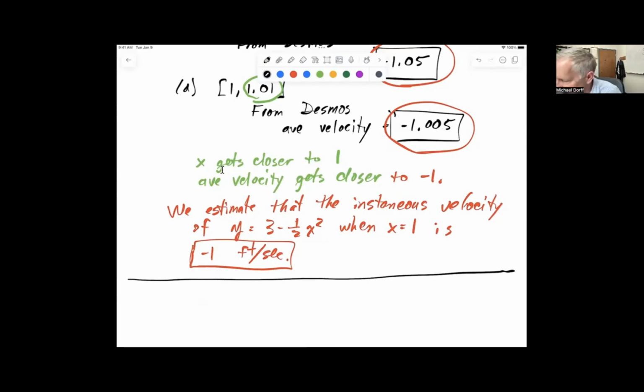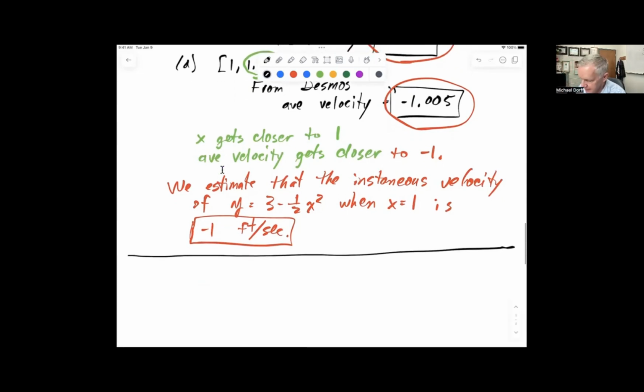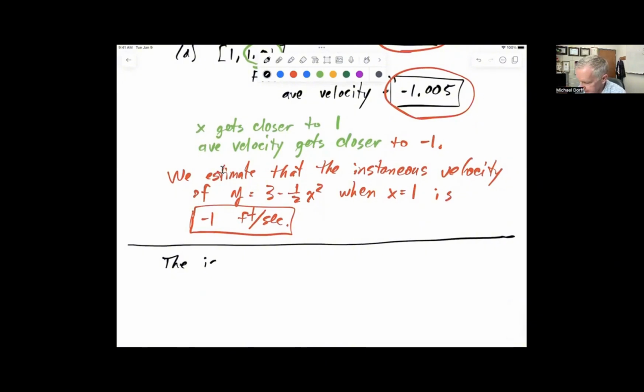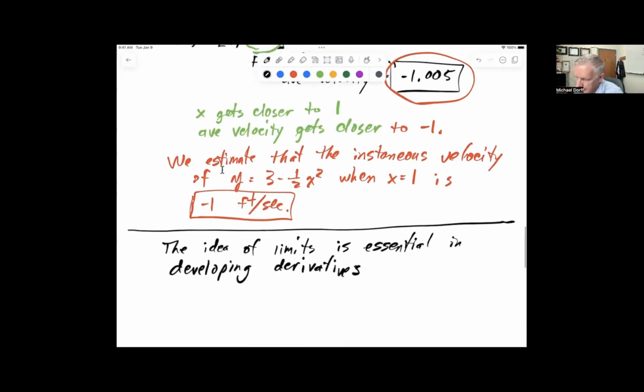This leads us to the idea of limits, which is essential in developing derivatives. We're going to put away the idea of derivatives and the slopes of the tangent lines for a moment, putting that on hold, because we first need to understand the idea of limits more.